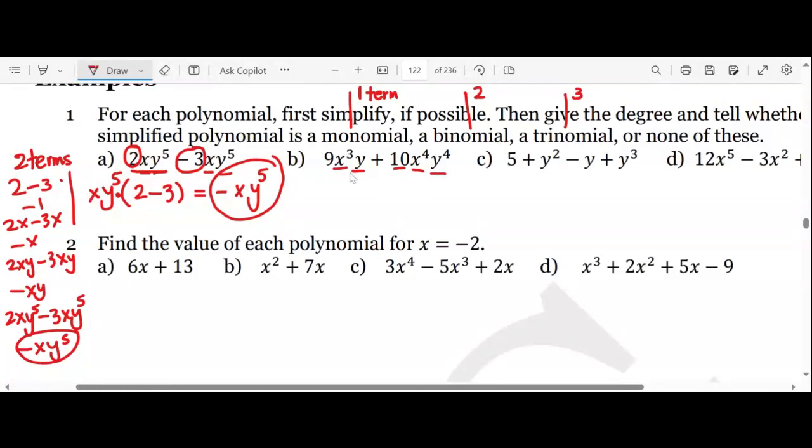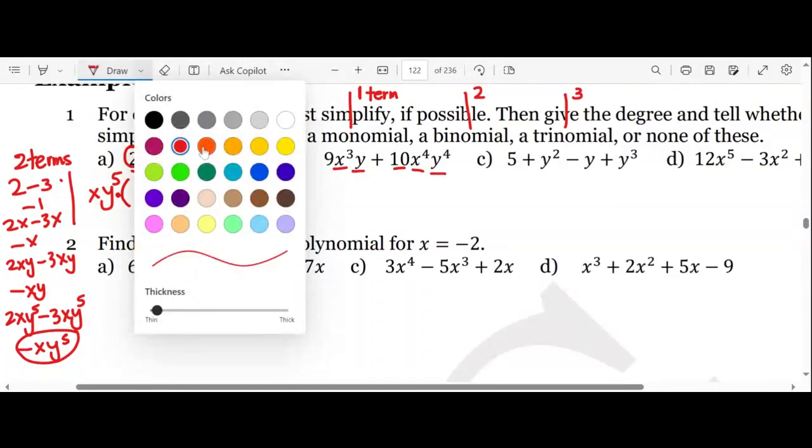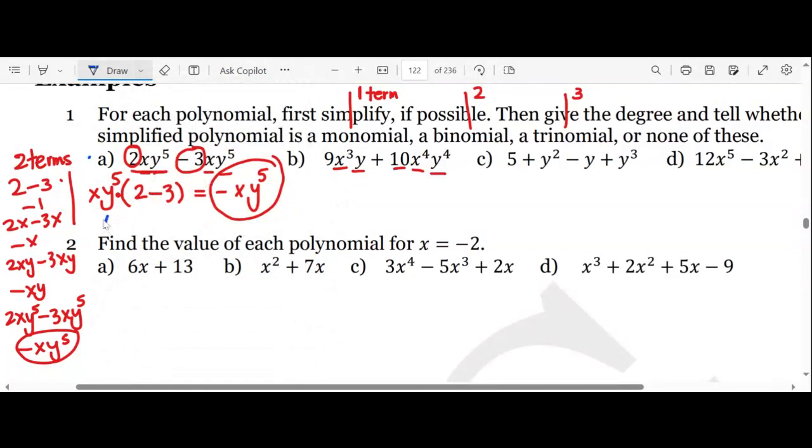Okay. Now, I will just go back one more time to the first one. What is the degree here for the first one? The degree, we look at the highest power. What's the highest power here? 5 plus 1 gives you 6, because we're looking at them together, since they are in the same term. Okay, so now I got the degree. Tell whether simplified.